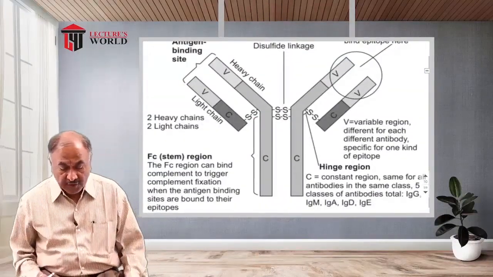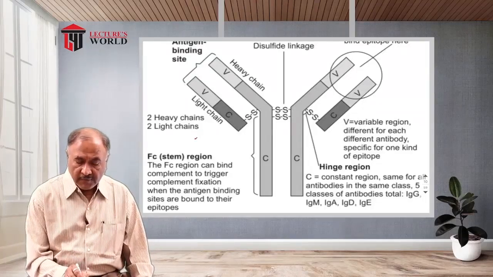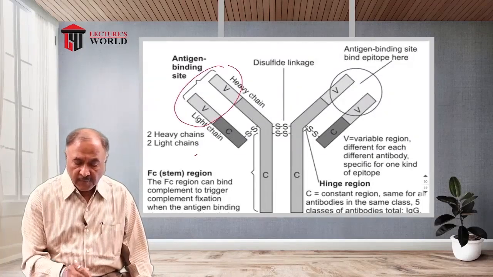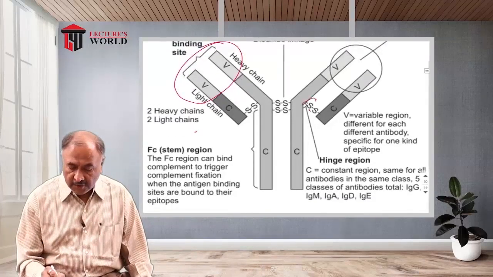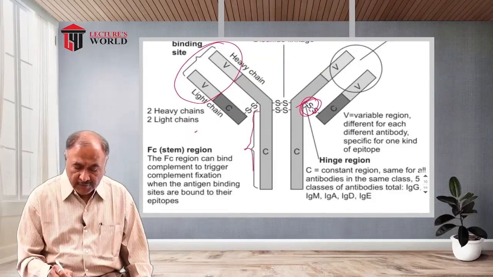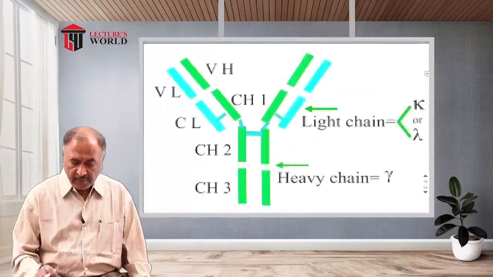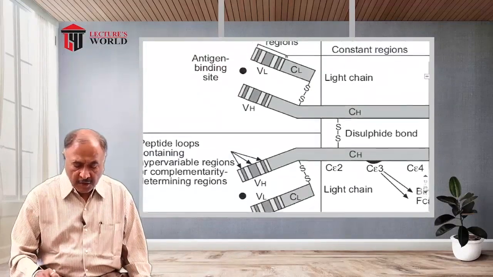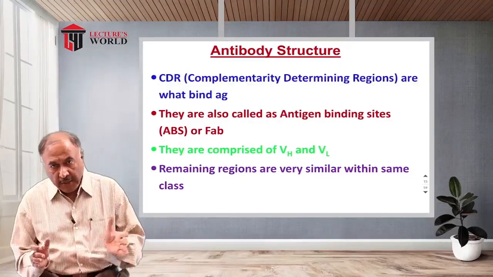This is the same thing which is shown with details. 2 heavy chains, 2 light chains. This is the light chain, this is the heavy chain, and basically this forms an antigen binding site. This is a hinge region which is rich in proline, and this is what we call the FC, fragment constant region. Okay, these are the different diagrams which have been shown in detail. Now continuing further.